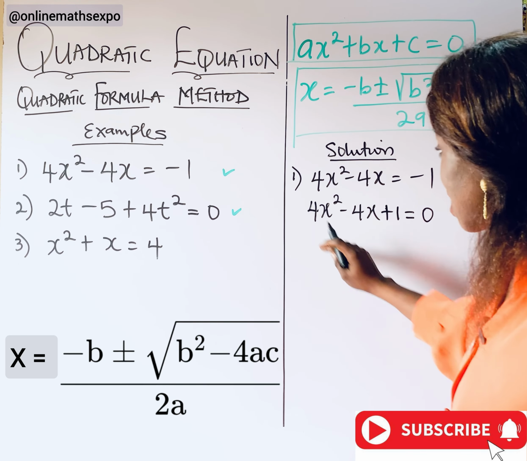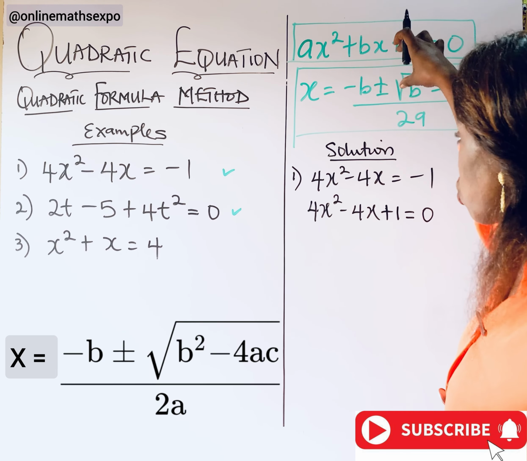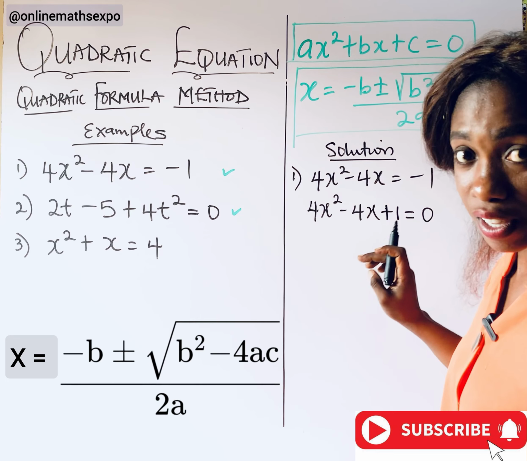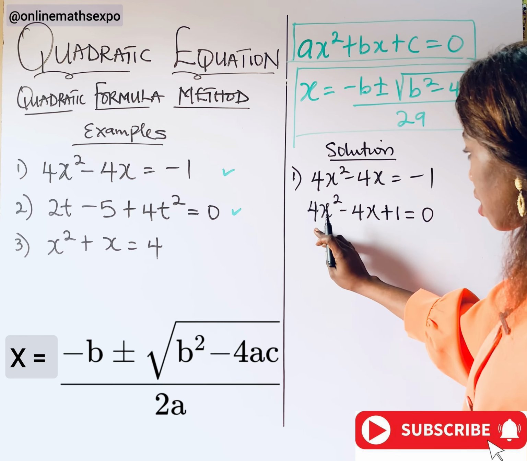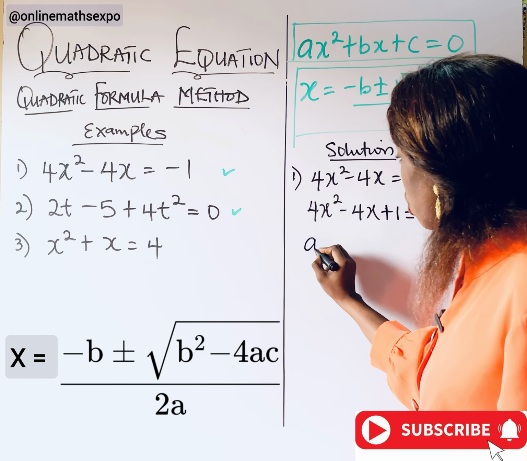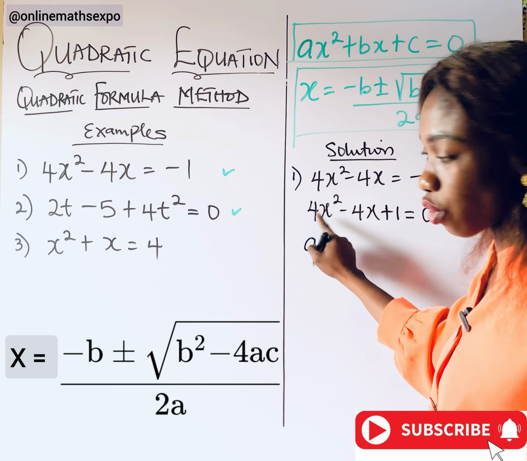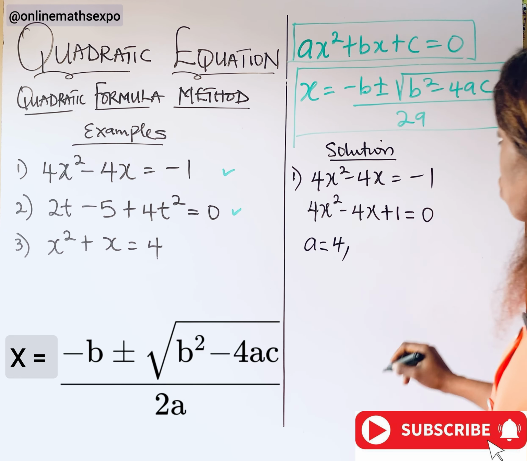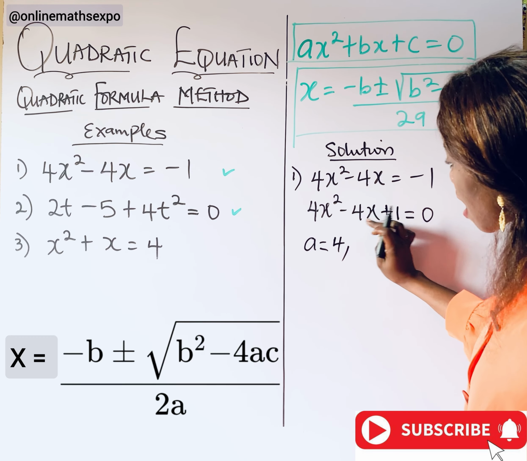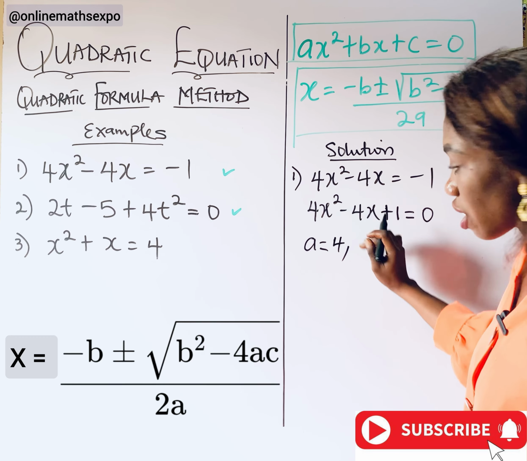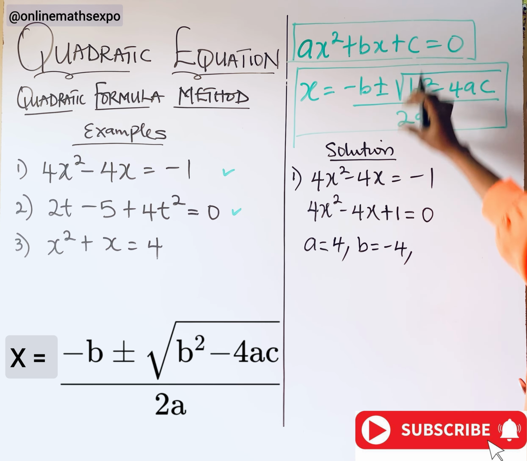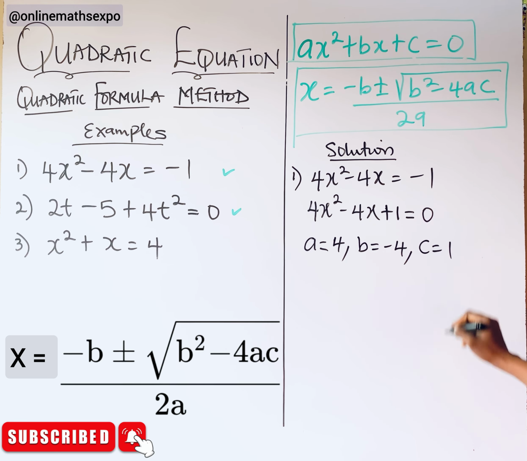To do that, let's identify our a, because what you plug in the formula are the values of your a, b, and c. Our a is always the coefficient of x squared. So the coefficient of x squared here is 4, and that is your a. What is your b? B is the coefficient of x, and the coefficient of x here is negative 4. Did you see it? So that becomes your b. And your c is your constant term, which is 1. I hope this is clear.